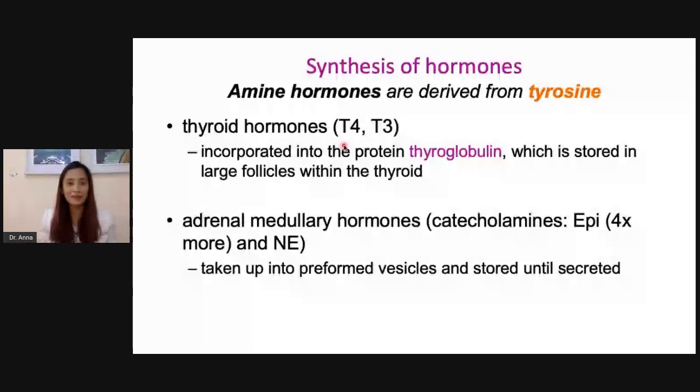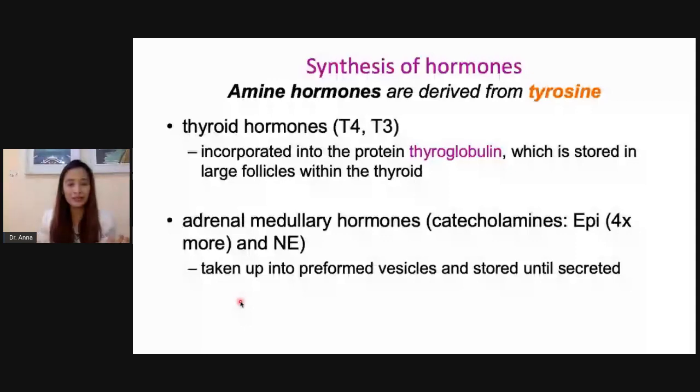Another example of your amine hormones are your adrenal medullary hormones. Earlier I talked to you about the hormones from the adrenocortical layer of the adrenal gland, the adrenal cortex. This time, in the adrenal medulla layer of your adrenal gland, you also have hormones being produced, and these are your catecholamines, your epinephrine and your norepinephrine. And they are taken up into vesicles and stored until they are secreted depending on the stimulus.